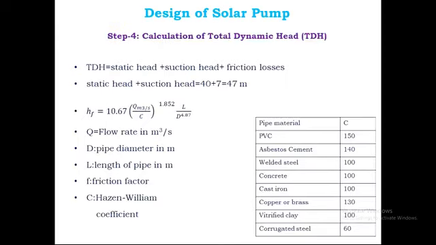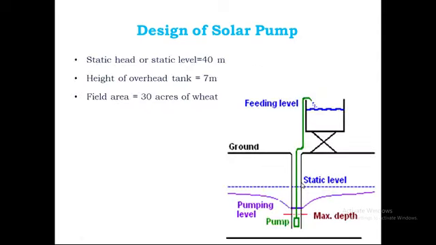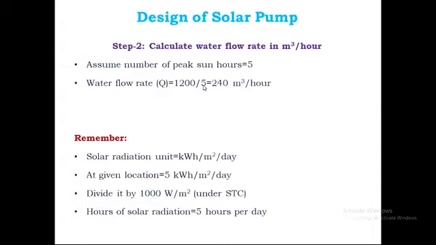Now you have to calculate the total dynamic head. Total dynamic head is calculated to determine the pump sizing. Pump sizing is generally taken in horsepower. So we have to calculate how much horsepower of pump is required. For that, before that you have to calculate the total dynamic head. Total dynamic head is nothing but the static head plus suction head plus friction losses. Static head means from the top of the water level to the ground surface. Suction head means this one. So here 40 plus 7, 47.